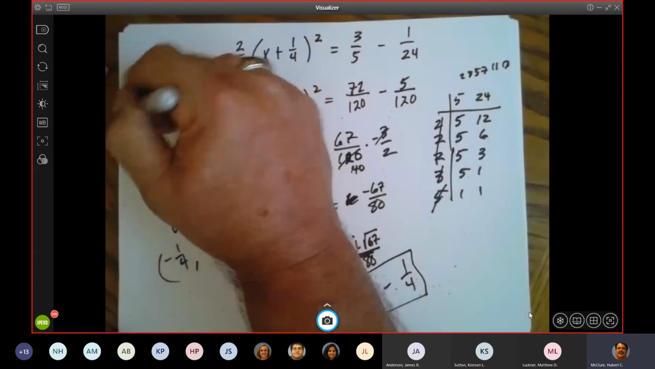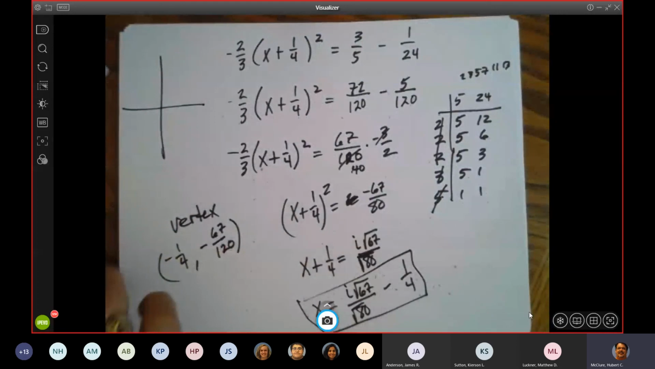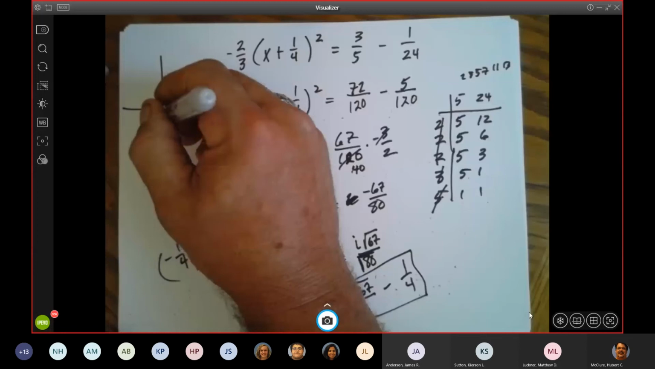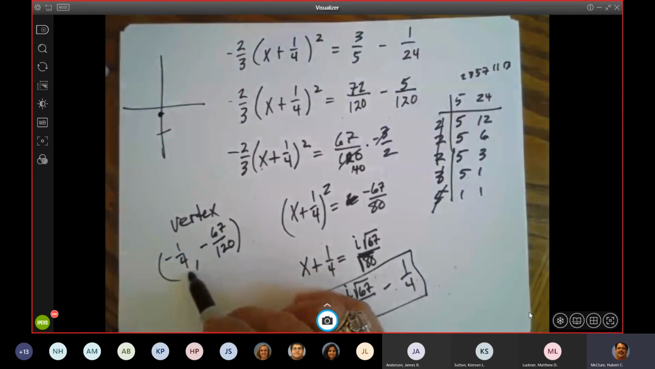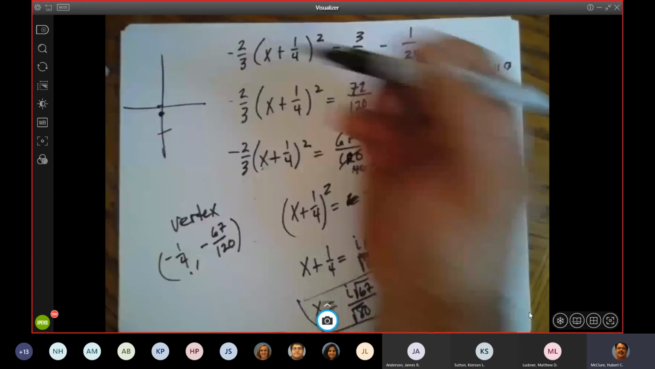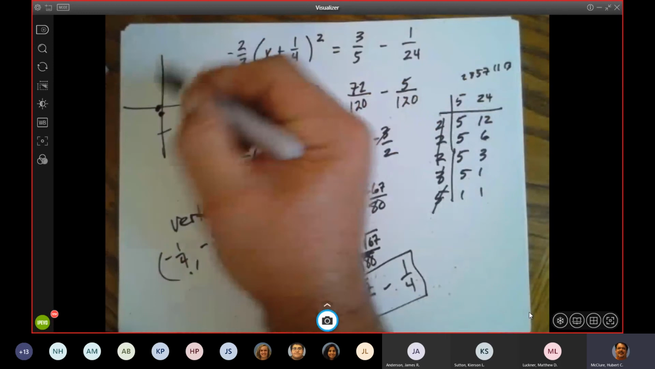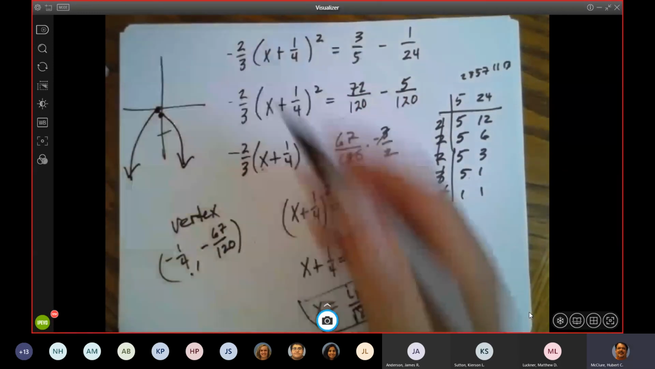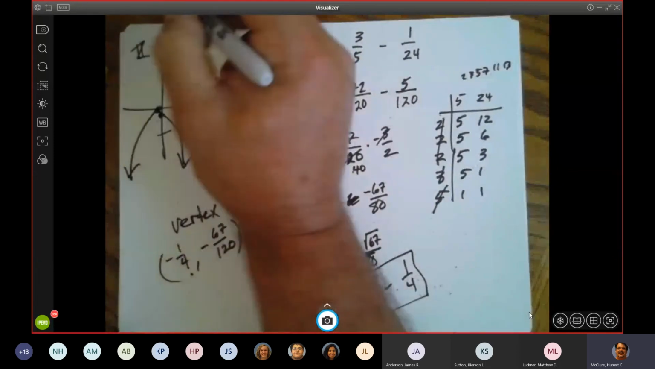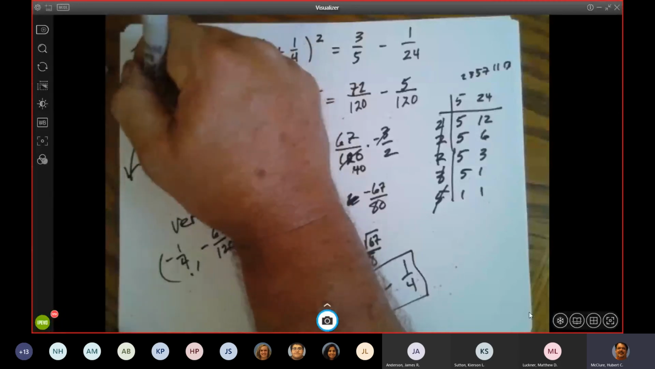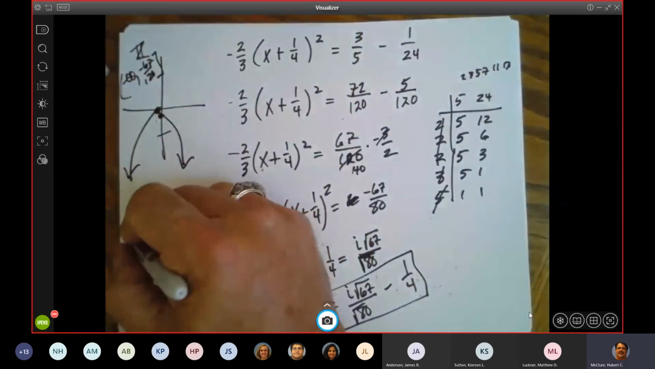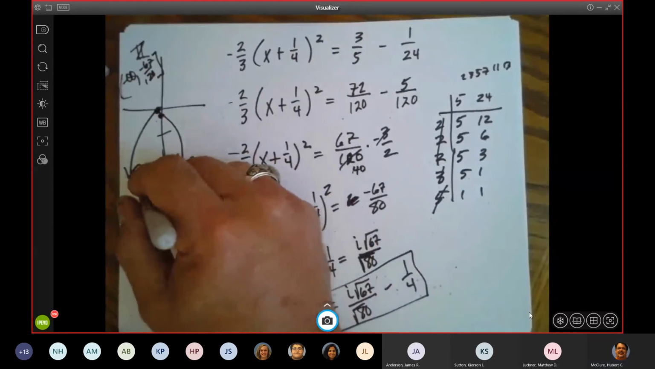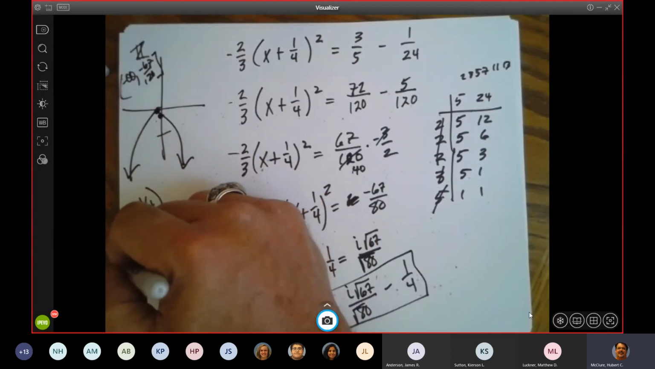So I have a graph with a y-intercept of negative 3/5. So negative 3/5 is like about 0.015. 0.015 is right there. We have a vertex of negative 1/4 and negative 67 over 120. So it'd be down here somewhere. So it looks like this. And of course, domain is all reals. Range is negative infinity to negative 67/120. Increasing from negative infinity to negative 1/4. Decreasing from negative 1/4 to infinity.